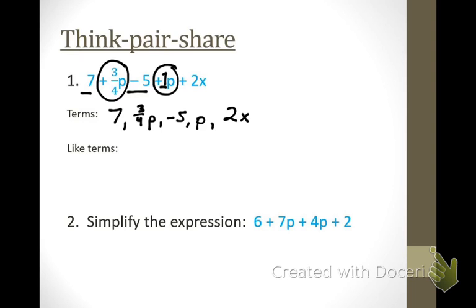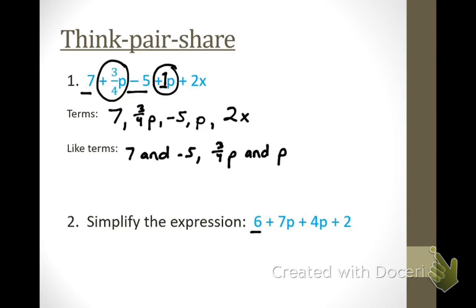All right, as I walked around, a lot of people found the like terms. The first ones were 7 and negative 5 because they're both constants. And the next was 3/4 p and just plain old p because they're a part of the p family. And here's one thing I saw some people do, 2x. Is there anything like the 2x? No, so please do not tell me it's a like term. It's all by itself, so we do not put that as a like term because there's nothing else that's like it. There's one last one for you to do on your own, problem number 2.